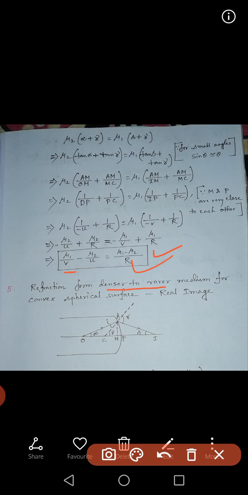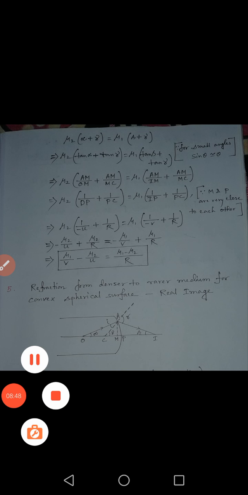Then we will use this formula to derive one formula that is called the Lensmaker's formula. So in the next video we will discuss the Lensmaker's formula.